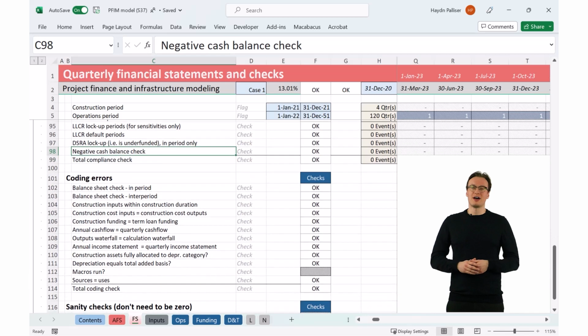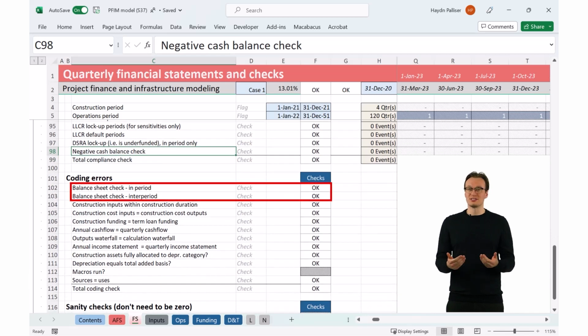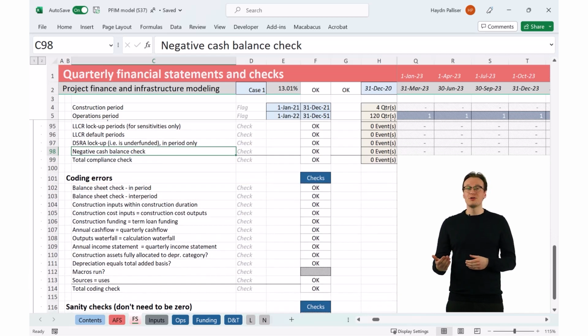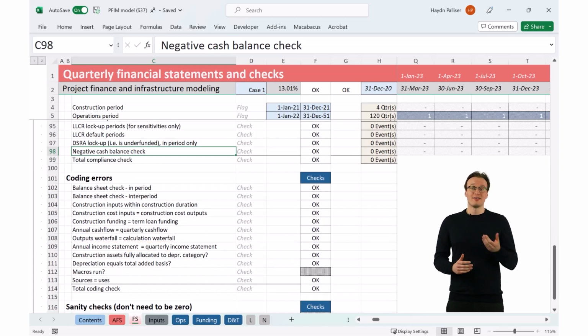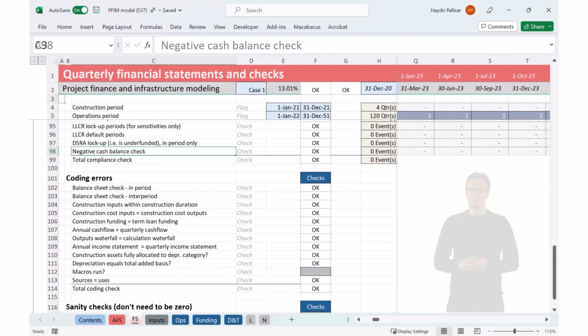Coding checks include items such as the balance sheet doesn't balance, or the annual outputs don't have the same totals as the quarterly outputs. These are coding errors and often mean a calculation is incorrect, or you have incorrectly linked a calculation to the false precedent. Both categories are errors. One category isn't worse than the other, but the categories help us understand the nature of the errors.